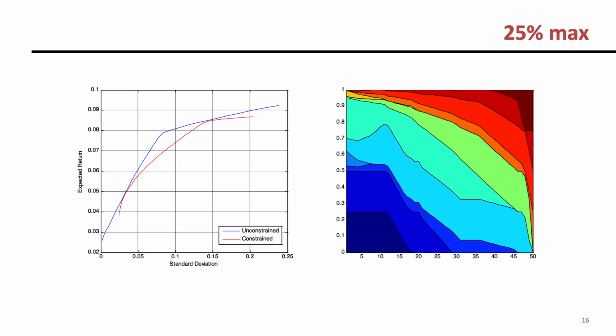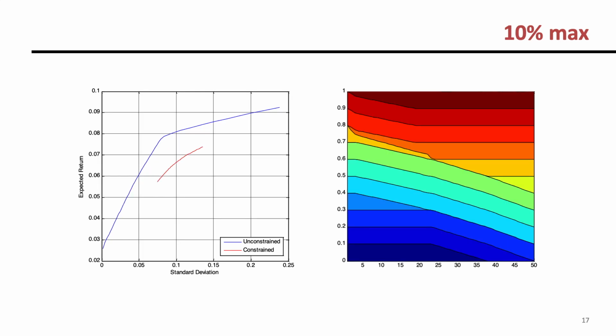25%, no more than 25% in any asset class. Lots of diversification. Okay? 10%, no more than 10% in any asset class. That's what you get. Okay, let's look at this frontier. Is this frontier diversified?